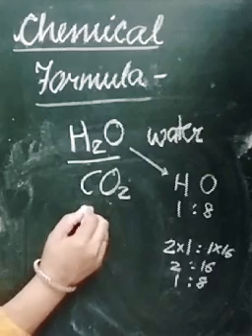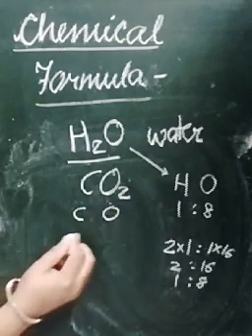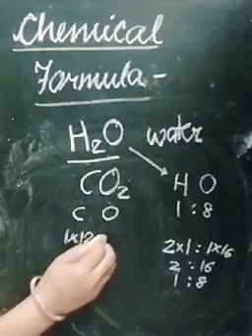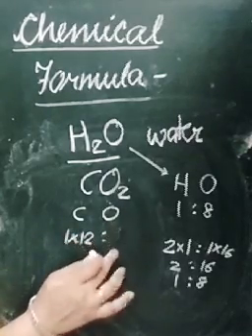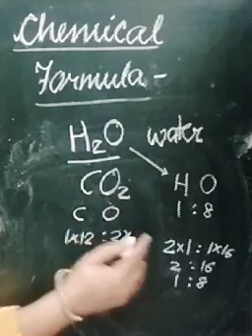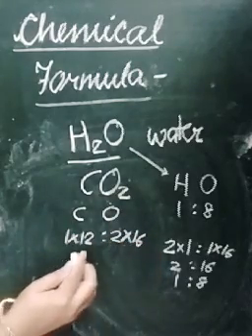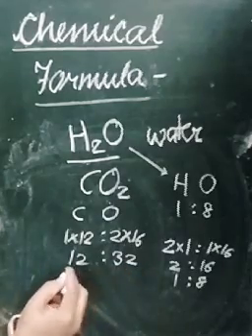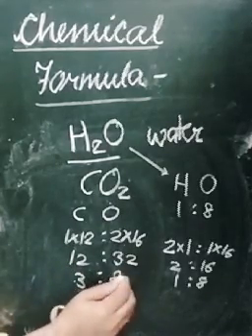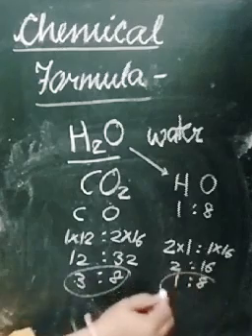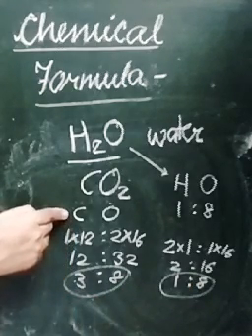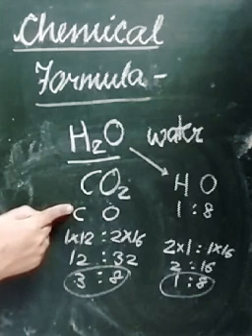Similarly, carbon dioxide is made up of carbon and oxygen. If you see, 1 atom of carbon, 12 is its atomic mass, 2 atoms of oxygen, and 16 is the atomic mass of oxygen. So 12 is to 32. Simpler ratio, 4 3s are 12, 4 8s are 32. Ratio is 3:8.